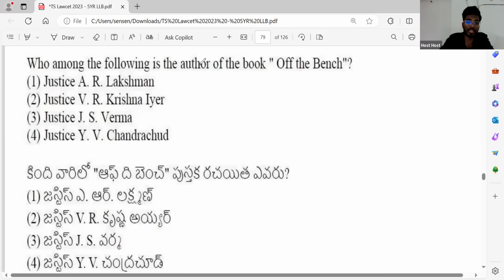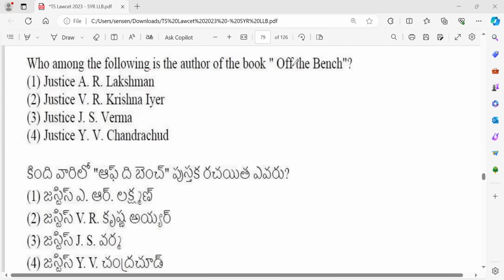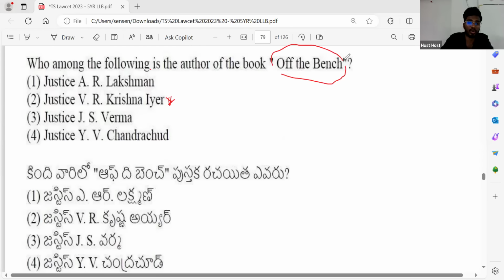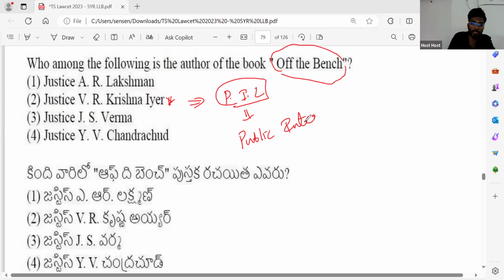So who among the following is the author of the book Off the Bench? Yeah, what is the answer? Krishna Iyer. Very good, very good. Well done. So Justice Krishna Iyer, he is the author of the book Off the Bench, right? So Krishna Iyer is one of the judges who proactively promoted something that is known as PIL. So PIL is public interest litigation. What is public interest litigation?